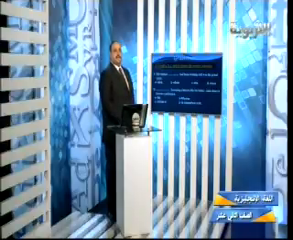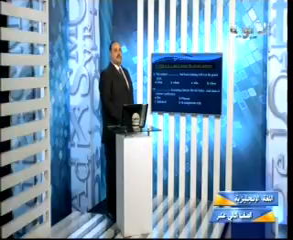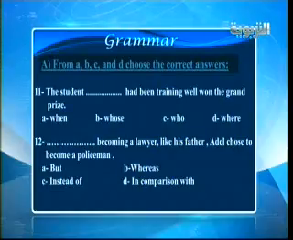So we have already studied vocabulary and we took examples. It's only about 2 types of questions. You either fill in the spaces or you choose the right answer. Let's move to talk about grammar. In grammar, we have the choice from A, B, C, and D. Choose the correct answers. The student blank had been training well, who won the grand prize.